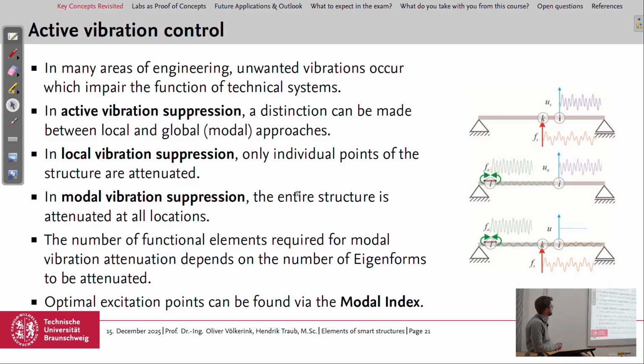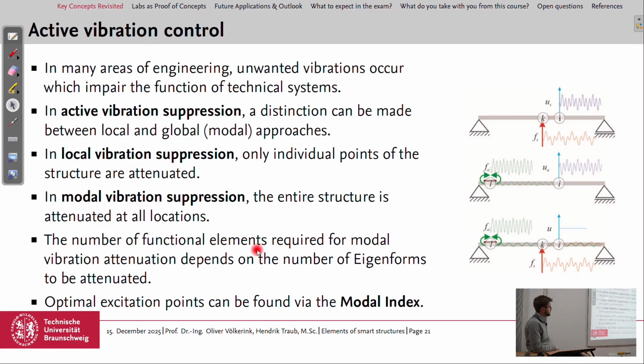And then active vibration control, which was the last lecture, or the lecture before. We want to suppress unwanted vibrations. This could be achieved by active vibration suppression, either local vibration suppression, where we only want to damp one specific point, or a modal vibration suppression, where we damp whole eigenmodes, so we reduce the vibration on the whole structure, but not only on single points.